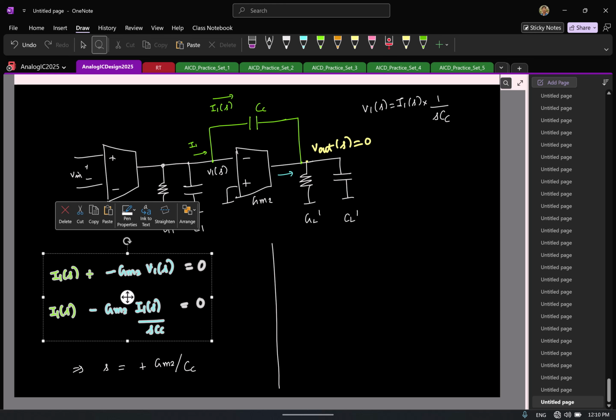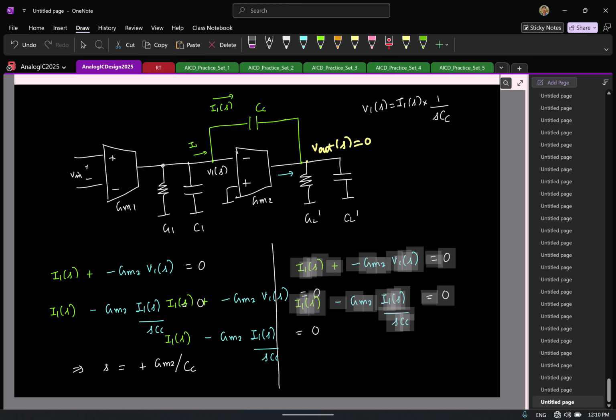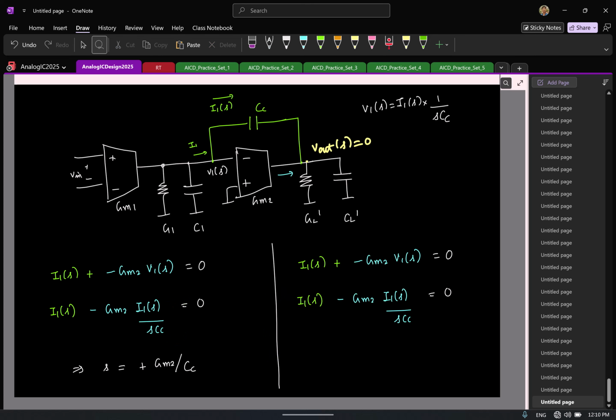So let's basically, as of now this is what we have, correct? Now I want to make sure this equation is satisfied only for what value of s?